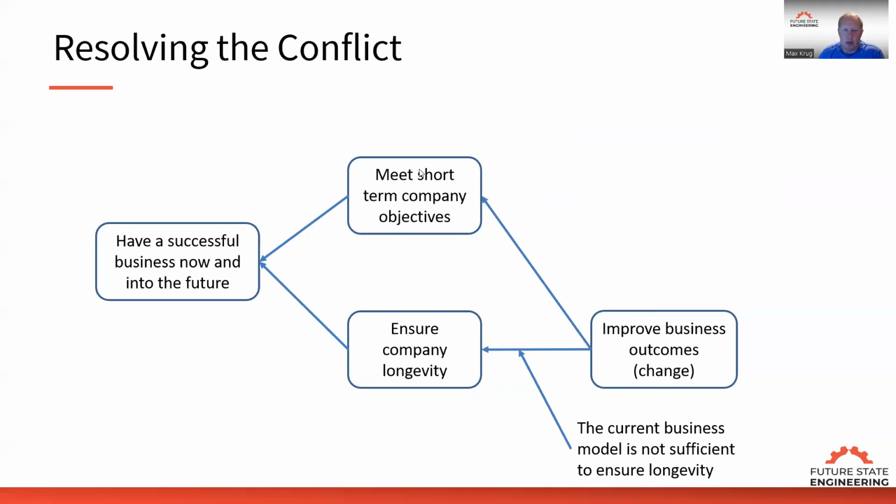So to break this conflict cloud without compromise is we want to improve business outcomes and meet the short-term company objectives and ensure longevity that will allow us to have a successful business now and into the future. So what we did is we said, okay, we can achieve and improve the short-term company objectives while ensuring longevity if we go about it from the right perspective.